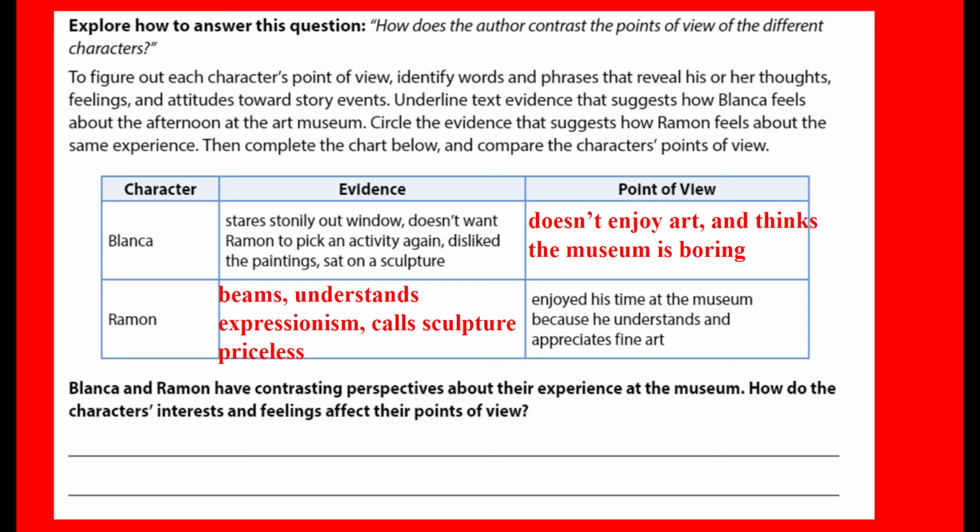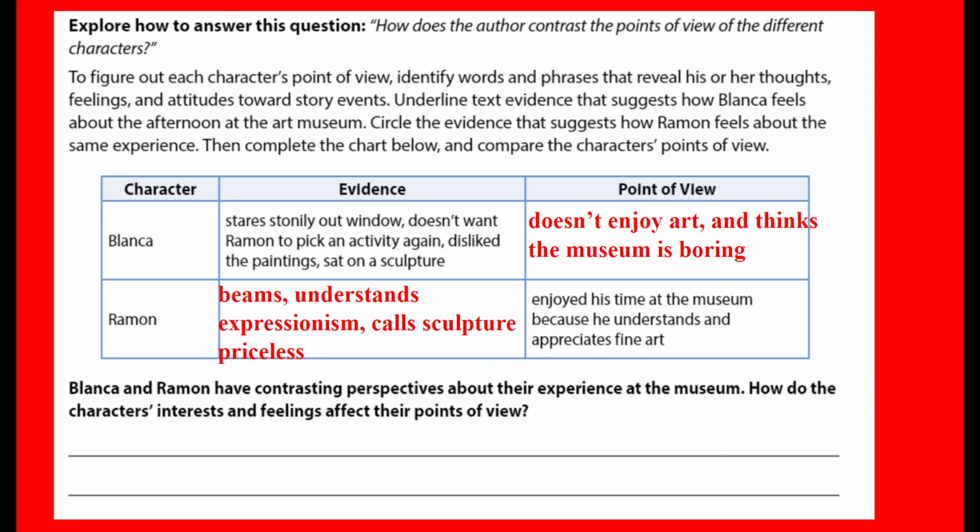So down at the bottom, we have a question to answer in bold. So I'm going to read it to us and then we'll work through it. So, Blanca and Raymond have contrasting perspectives about their experience at the museum. How do the characters' interests and feelings affect their point of view? So, based on what we just filled out in the chart, we already know that they have contrasting perspectives, right? So, we know Blanca did not enjoy the trip to the museum. She hated it. Raymond, on the other hand, loved it, right? Because he likes art and he's excited about that. So, those two perspectives are very different, right?